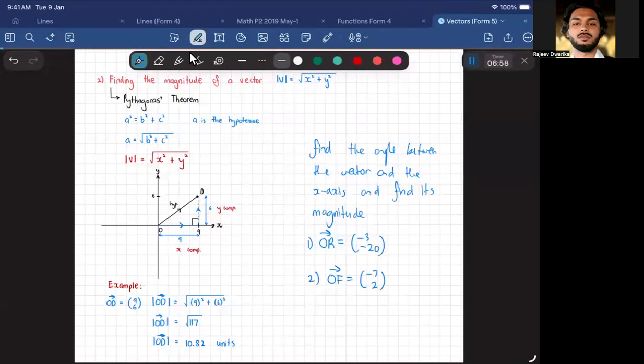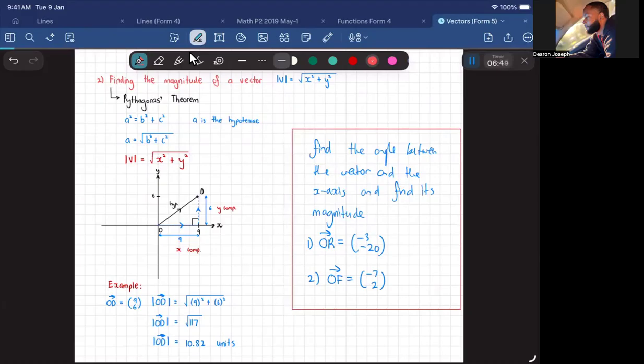Right, so when you finish copying down the notes, I want you to try this question. So you're finding for theta and you're finding for the magnitude. Yeah, you're finding for theta and the magnitude, both. That's why I give all you 7 minutes.